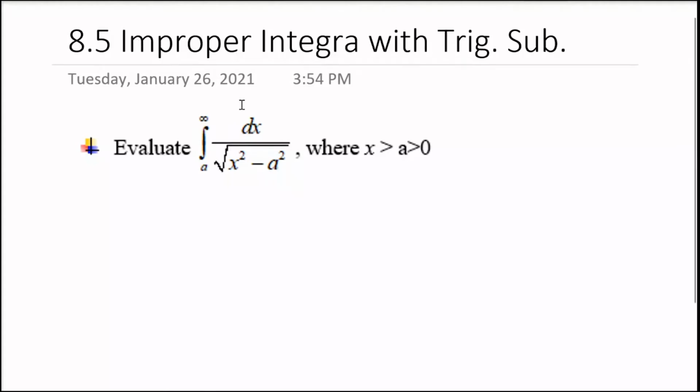Today's topic: a combination of improper integral. L is missing here, right? Improper integral, but that requires trig sub to integrate. Oh boy. Okay, so fasten your seatbelt and here we go.